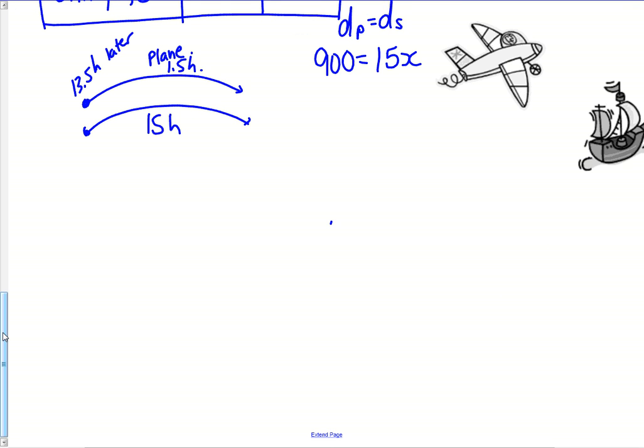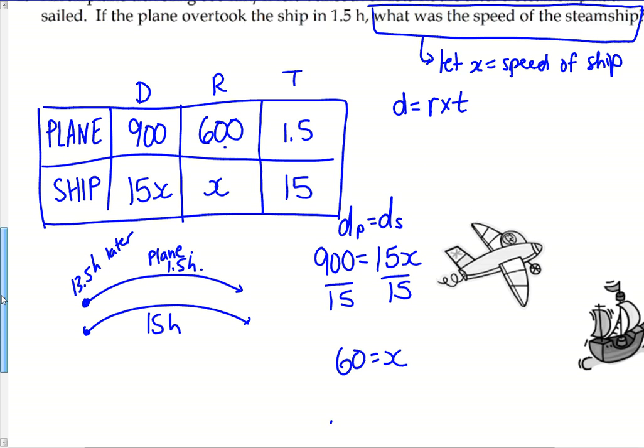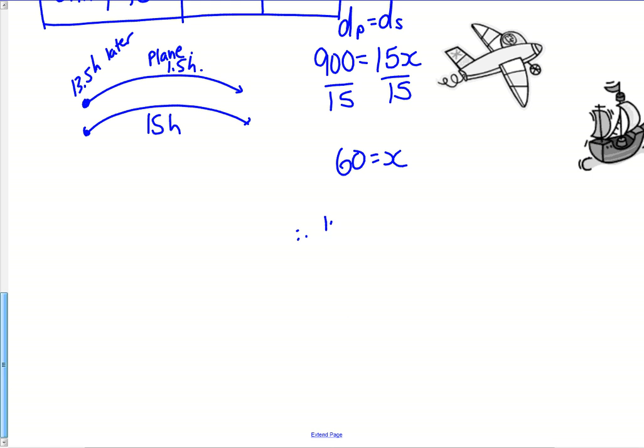Because it's an overtaking problem, they start at the same spot, and when the plane overtakes the ship, they've traveled the same distance. This one's slower, this one leaves later, and then boom. Okay, so what is x equal to? 60? That's it. That one's pretty easy, hey? The ship's speed is, no, was it the ship? Yeah. That's a slow ship.